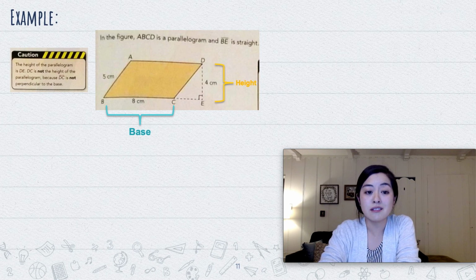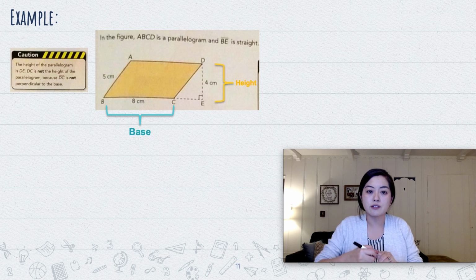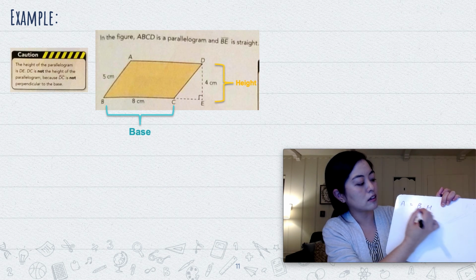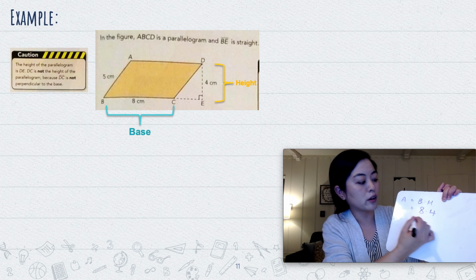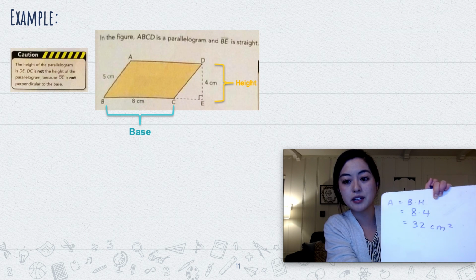So BC is the base, which is 8, and DE is the height because it's perpendicular to the base, which is 4 centimeters. And so what do we need to do here? Well, remember the area of a parallelogram is equal to base times height, which is the base is 8 and the height is 4, and that would be 32 square centimeters.